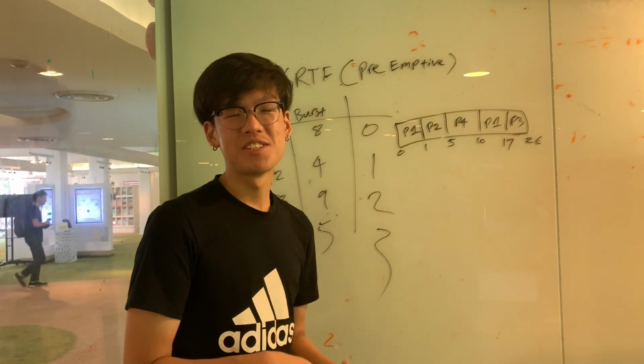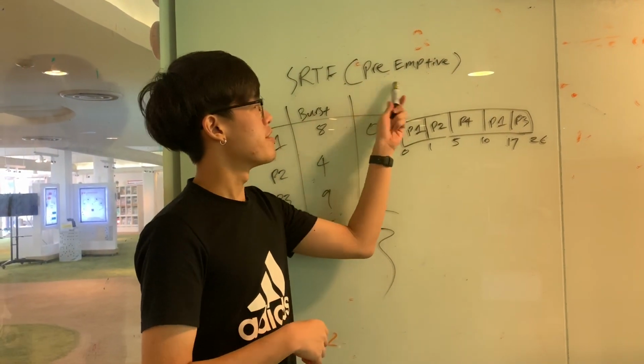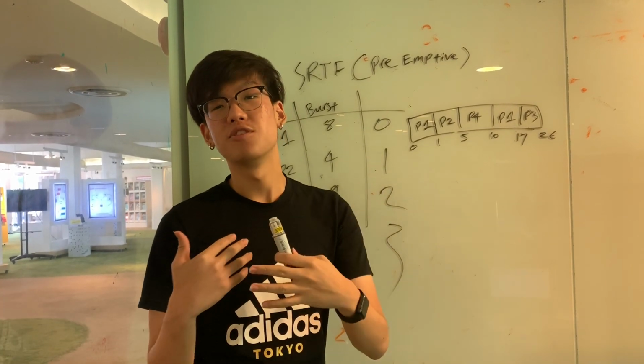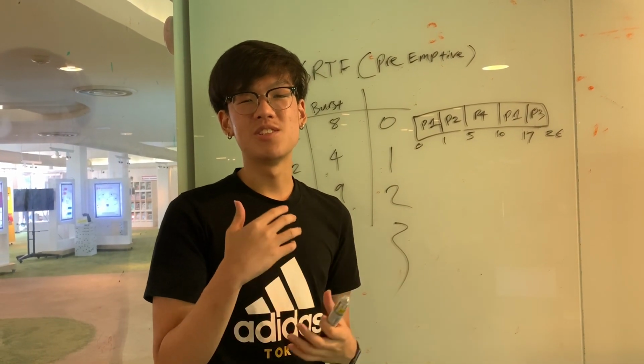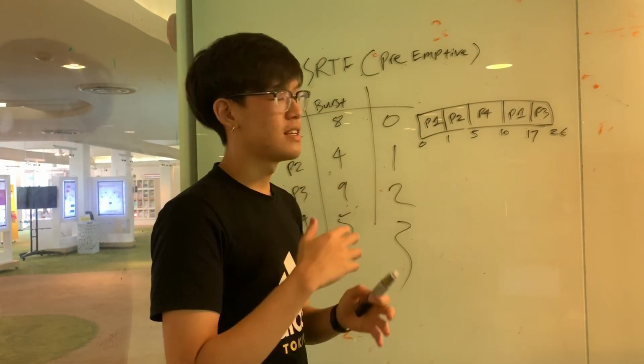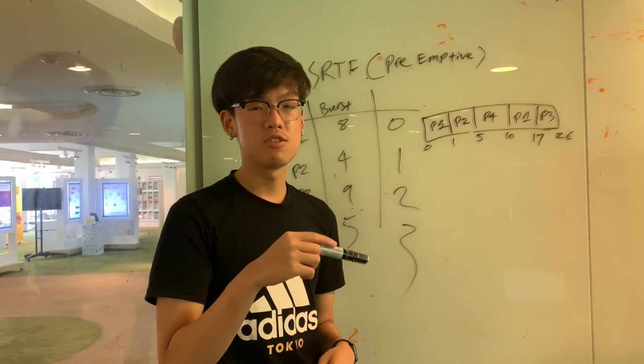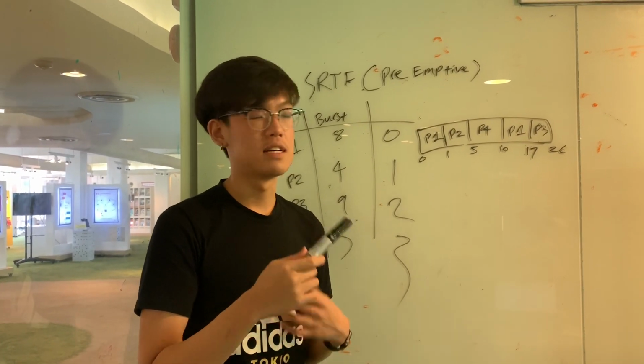Next, we are going to talk about shortest runtime first with preemptive. What is preemptive? Preemptive is when a new process joins the queue and the system will actually check which process has the shortest runtime now. It will compare the one which just joined the queue and the current working process.